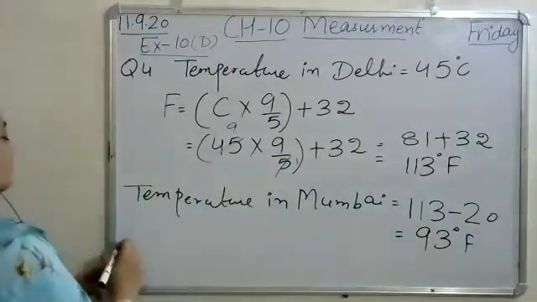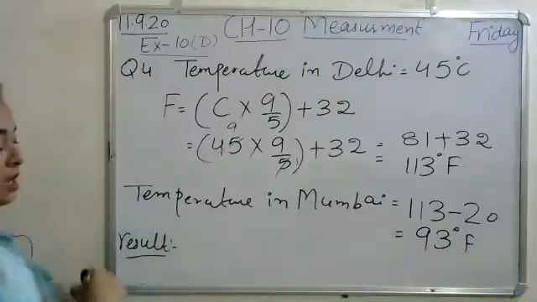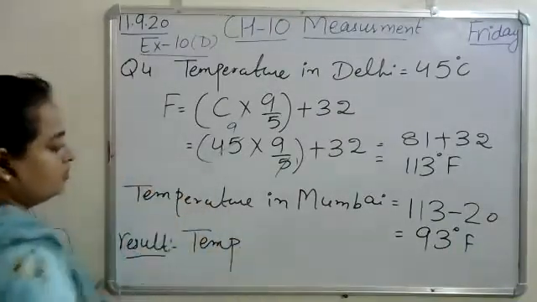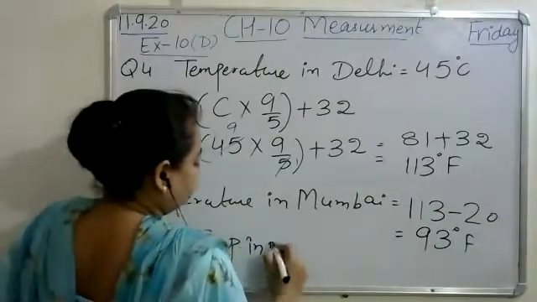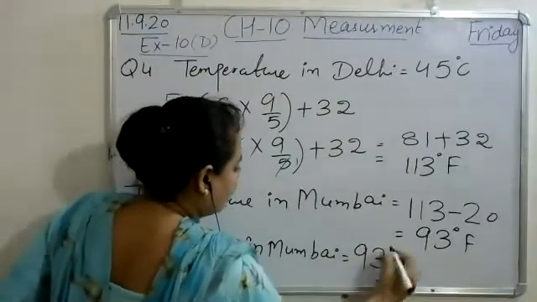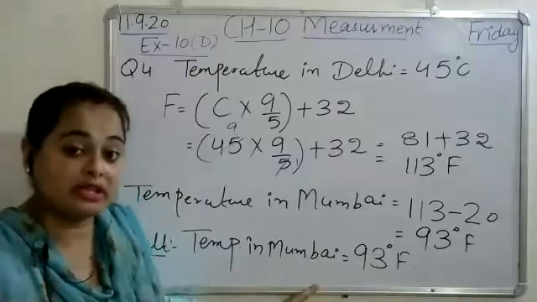So in the result you will write, temperature in Mumbai is equal to 93 degrees Fahrenheit. So this is the way to solve this sum.